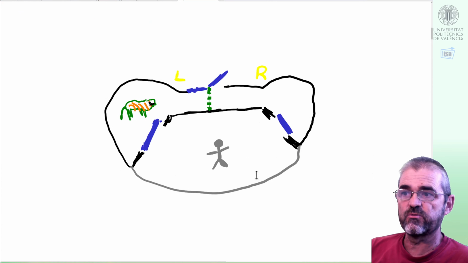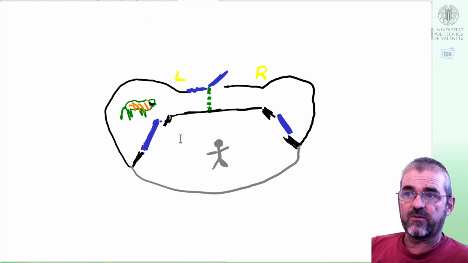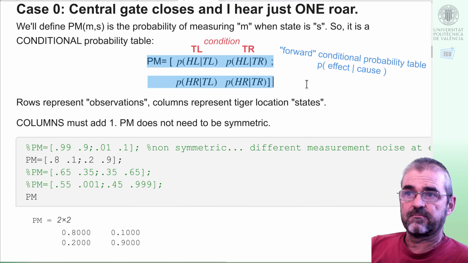Basically, we had a zookeeper behind some opaque doors, and then we had a tiger wandering left and right until the central gate closed, so he will be on either side with some given prior probability, and then we acquire information from the roaring on where the tiger is.